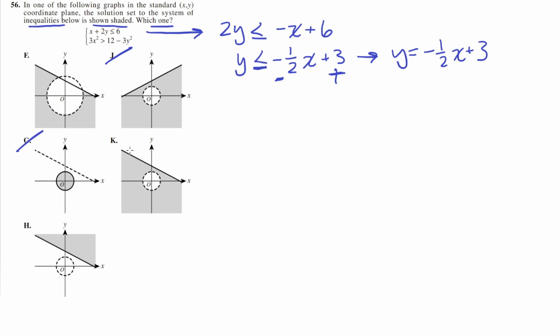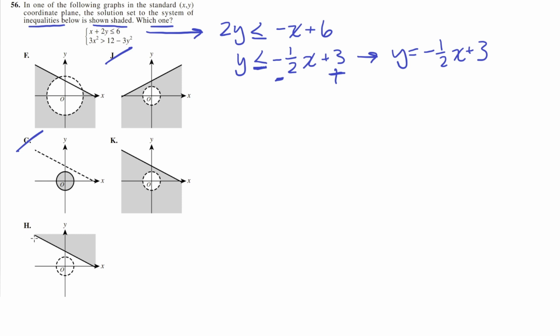Now K has a negative slope and a positive y-intercept, since the line touches the y-axis in the positive y-axis, and the region below the line is shaded. So this matches what we got from this first equation. So K could be correct.